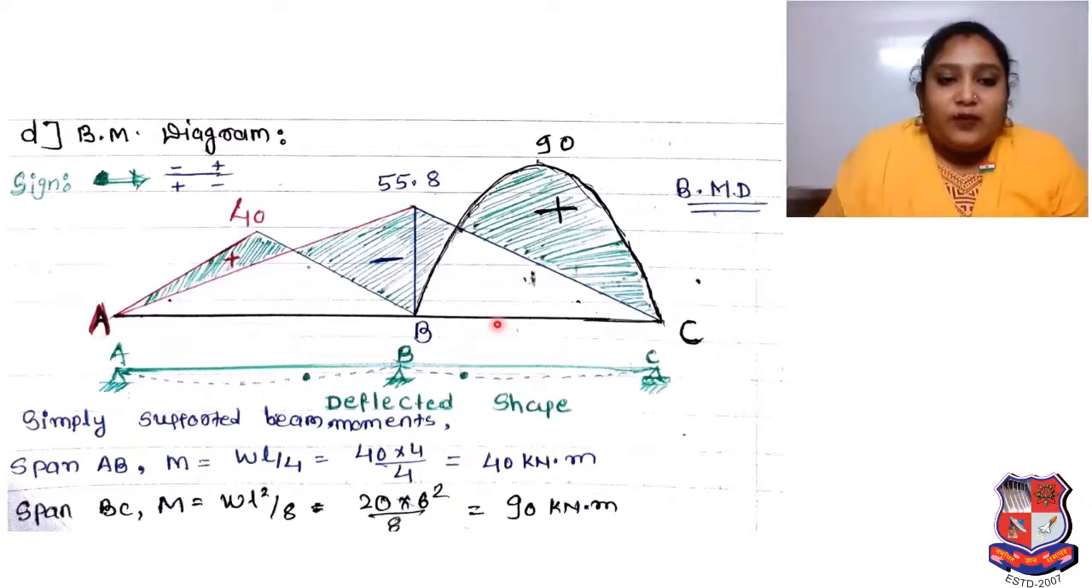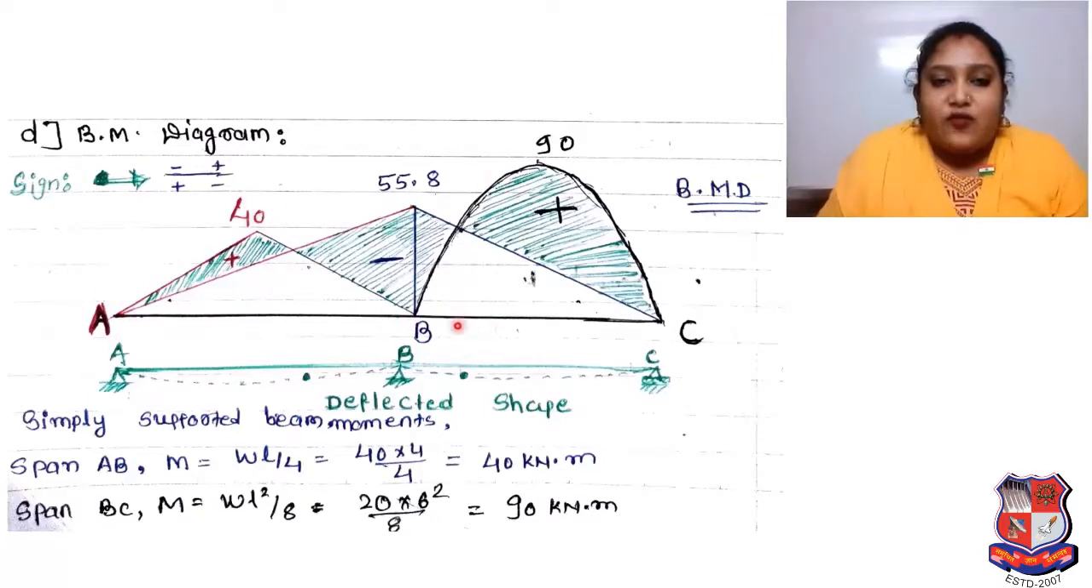Now for the AB portion, span AB, our moment will be WL by 4. W was 40, so 40 into our span 4, divided by 4. So we got 40 kilonewton meter. So it is the bending moment diagram. For portion AB, the point load diagram is a triangle with peak 40.